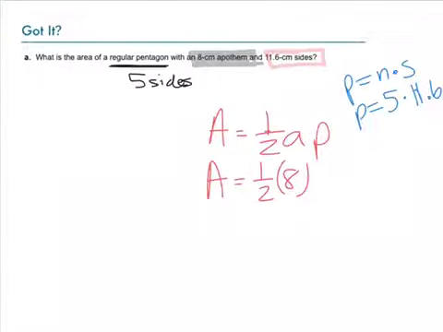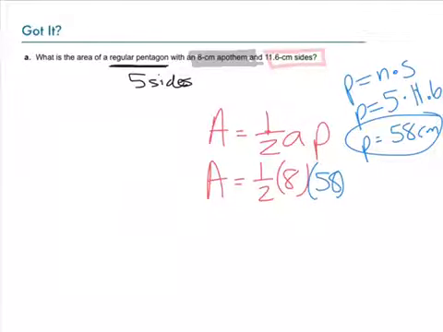So once again, we have to get a calculator, and we're going to do 11.6 times 5 to figure out that the perimeter is 58 centimeters. And now we can plug that into our formula. So 1/2 of 8 times 58 will end up getting the area to equal 232 centimeters squared.